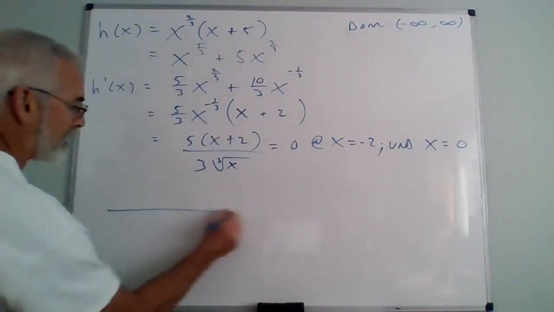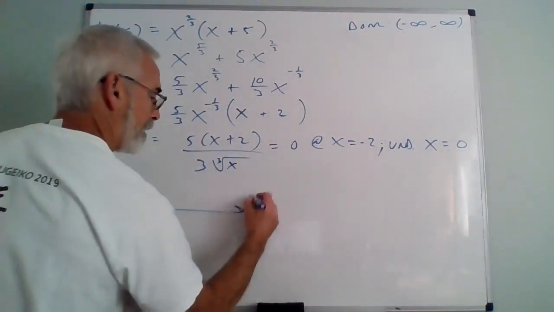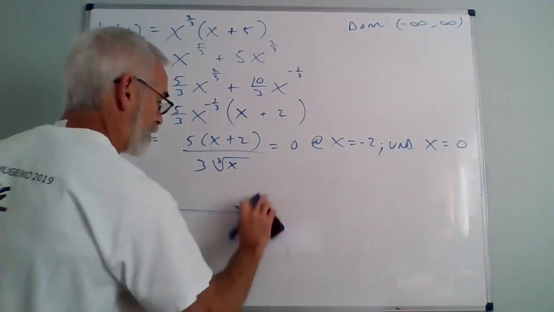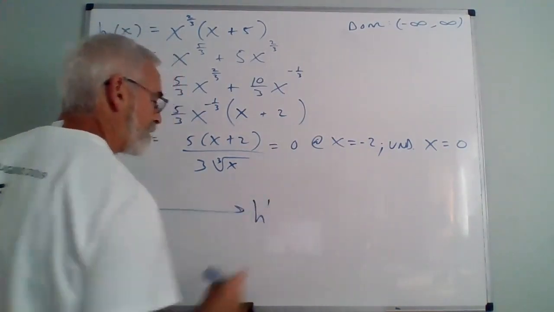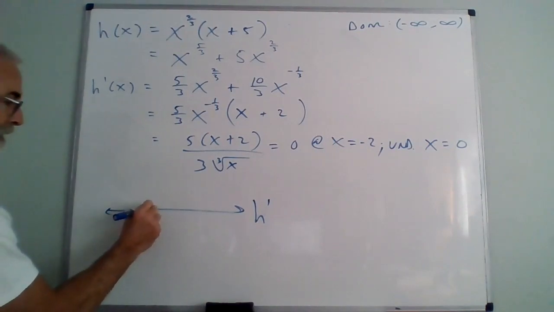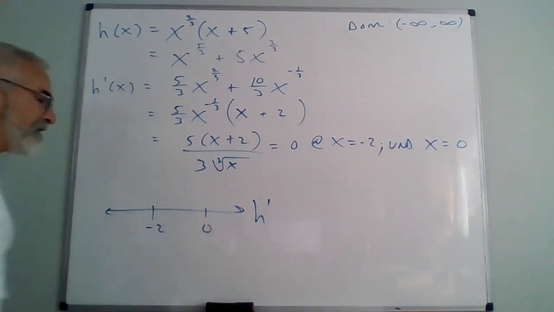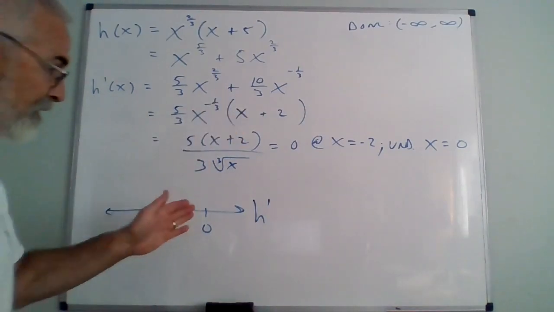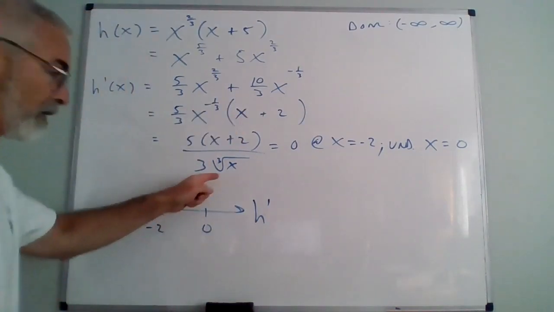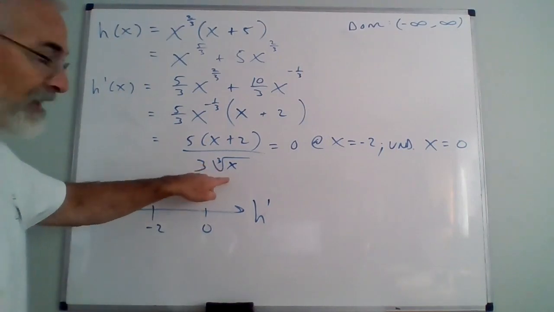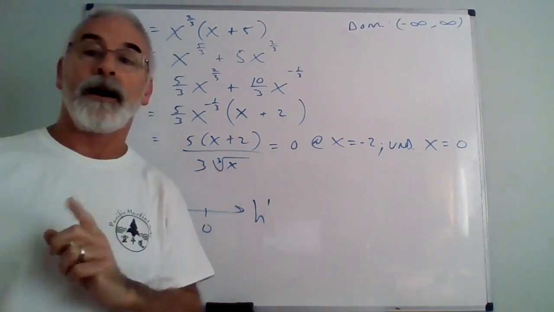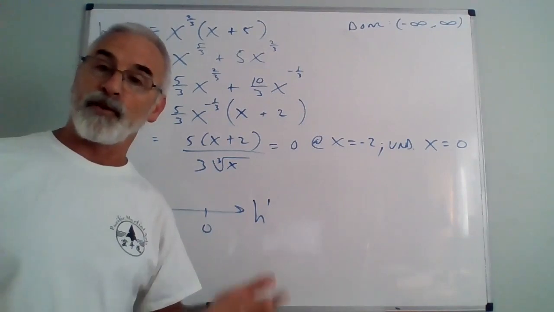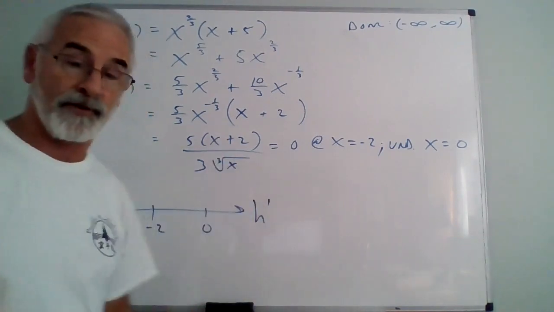Now we need to make a number line and do what we just did a moment ago. This is h. So my h prime number line, there's two values I need on there. I need negative 2 and 0. Well, why do I put 0? It's not defined at 0. You're right, but it's defined to the right of 0 and to the left of 0. And I can change sign when x is 0. So like we did before, when we have a quotient, if you can change sign, then you definitely have to consider that guy.